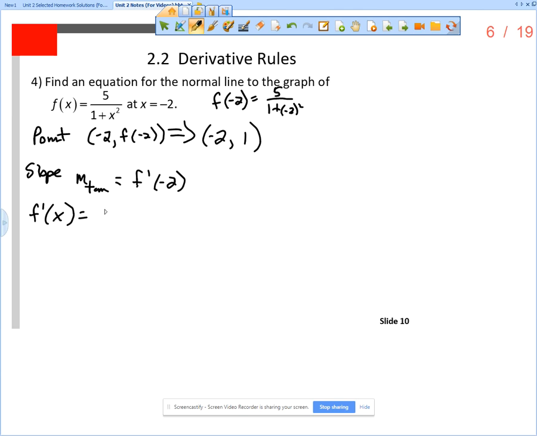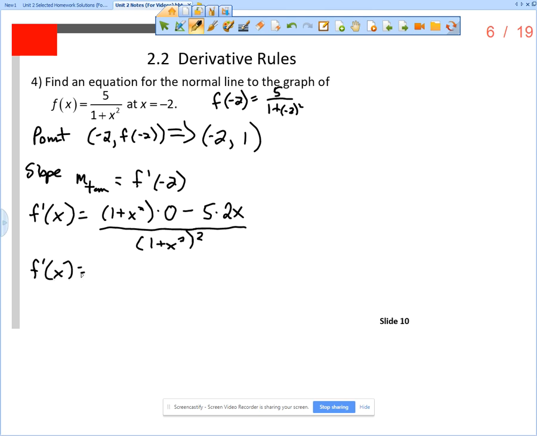All right, so I'm going to take the denominator, the bottom, 1 plus x squared, times the derivative of the numerator. What's the derivative of 5? Remember, 5 is a constant, so its derivative is 0. Minus the numerator, which is 5, times the derivative of the denominator. So the derivative of 1 is 0, plus the derivative of x squared, which is 2x, all divided by the denominator, 1 plus x squared, quantity squared. So that's f prime of x, but we could probably simplify it.